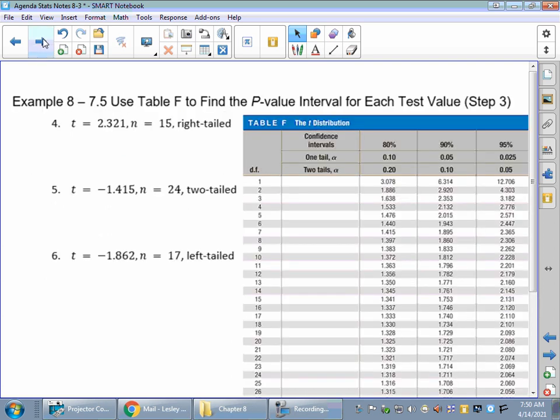So I got a big t-table here so that I can help myself out. So this is step 3. Number 4 says my t-value, my test statistic, is 2.321. My n equals 15, and it's right-tailed, so one-tailed, right? My degree of freedom equals 14. Still have to use that. So I'm going to jump into the table at degree of freedom equals 14.